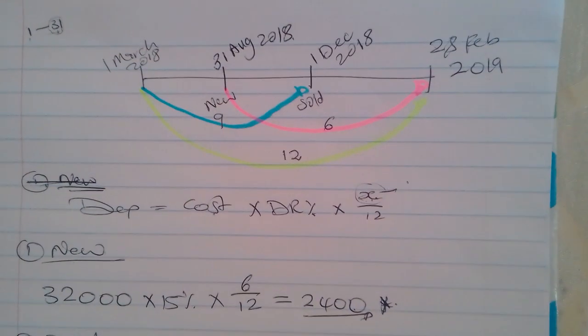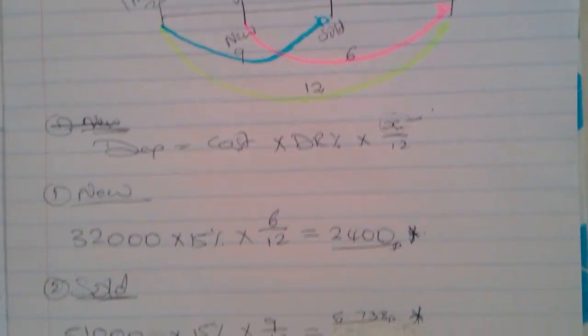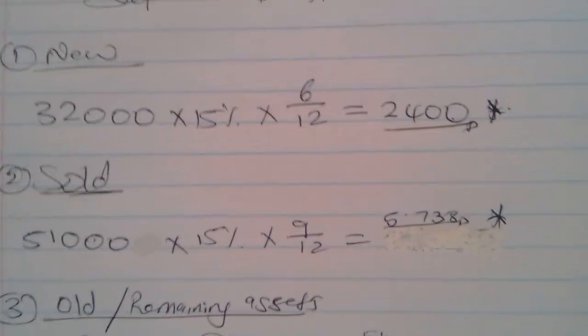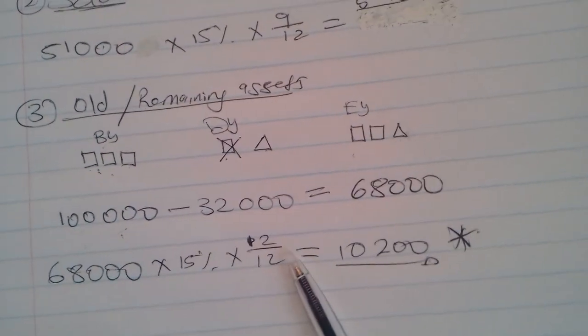Here we got our depreciation calculations. You can pause this video and check. We were calculating depreciation for the new asset and also the sold asset, and we had the depreciation for the remaining asset, the old asset.